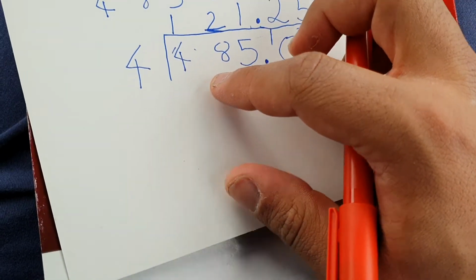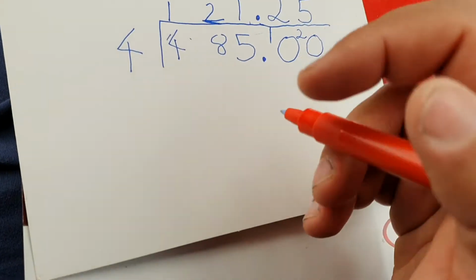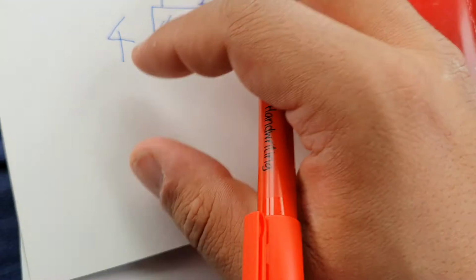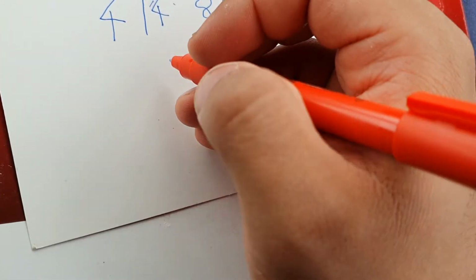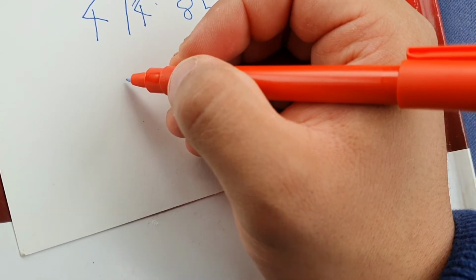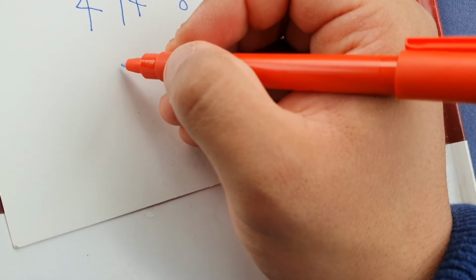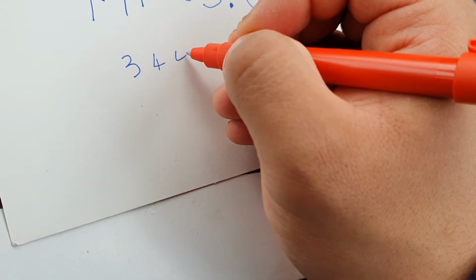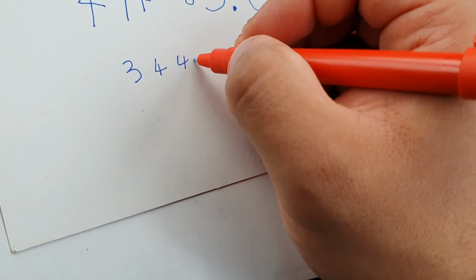So let's try maybe one trickier one, so if I can. So let's try something where I have to divide by a larger number. So let's try 344 divided by 13.